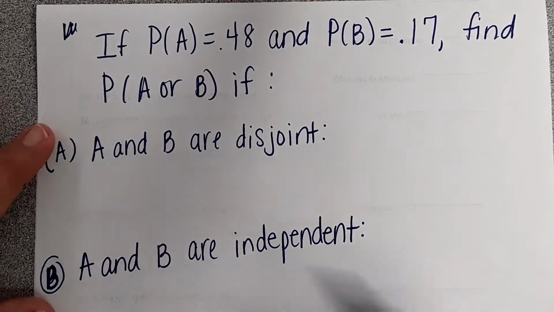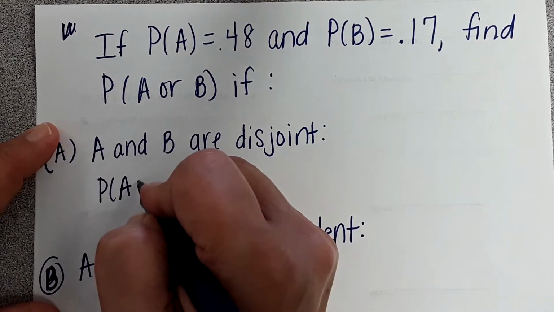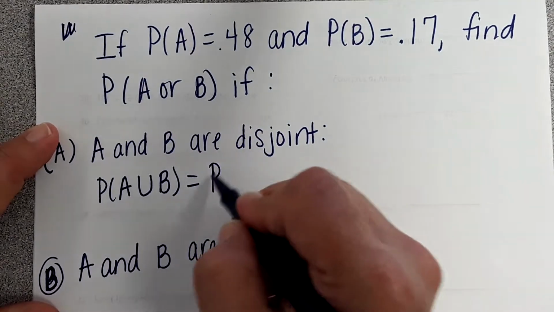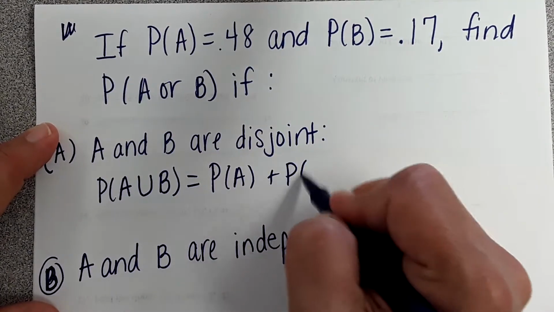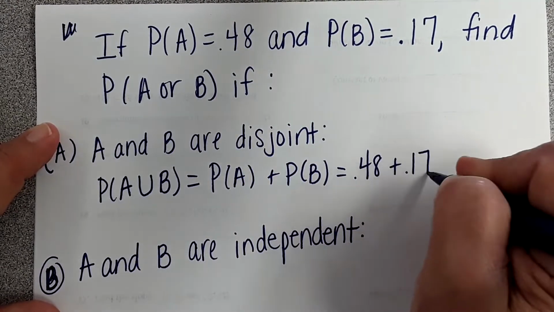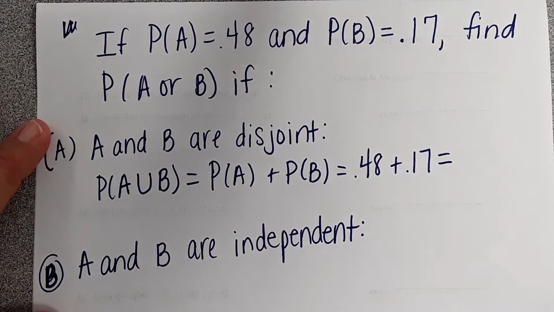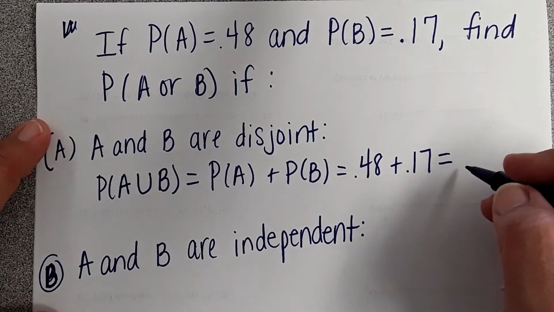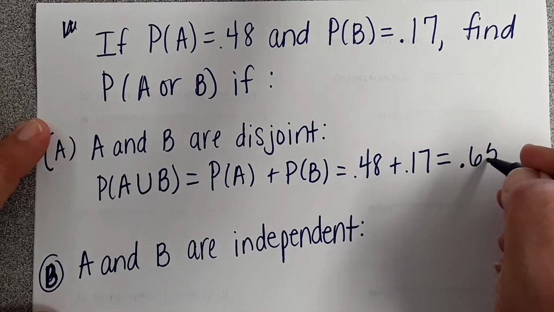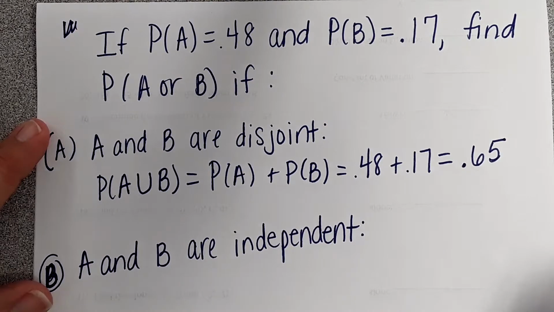So part A, to find disjoint, to find the probability of A or B, and remember, union is or, you would just add the probability of A plus the probability of B, which equals 0.48 plus 0.17, which equals what? Because 0.40 plus 0.10, yeah, it's 0.65, right?